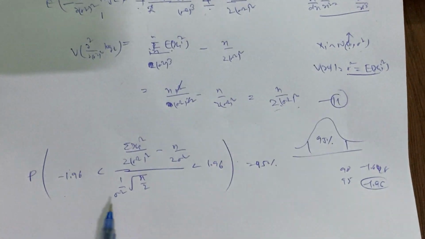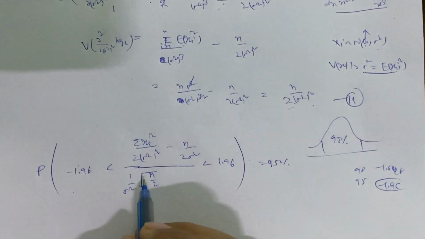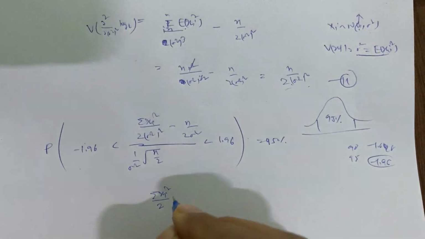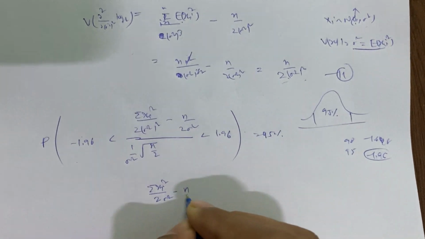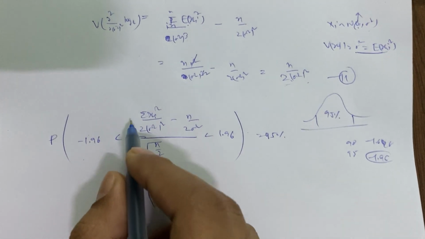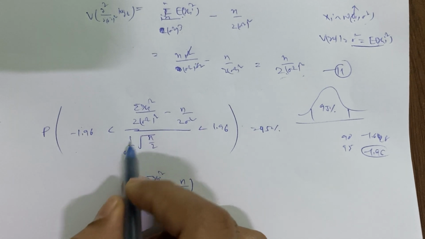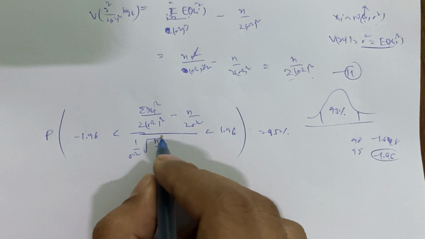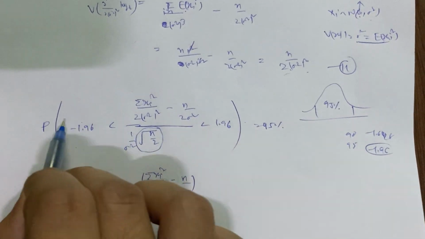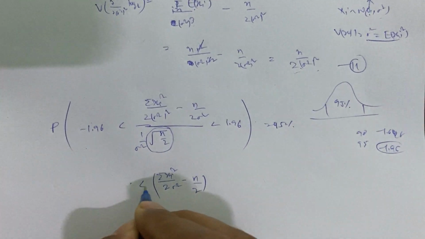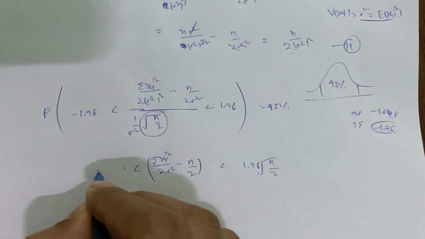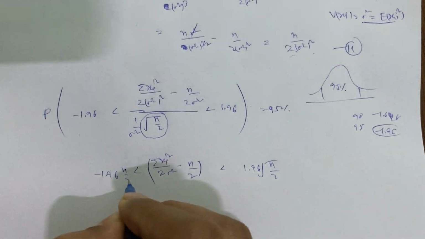Okay, now we just need to solve this for sigma square, and we will get the confidence interval for sigma square. So now we can take 1 by sigma square common here: summation x squared divided by 2 sigma square minus n by 2. When we take 1 by sigma square common, that will cancel with this, so we are left with only the square root of n by 2. Now we can multiply the whole expression, so we will have minus 1.96 and plus 1.96 times the square root of n by 2.